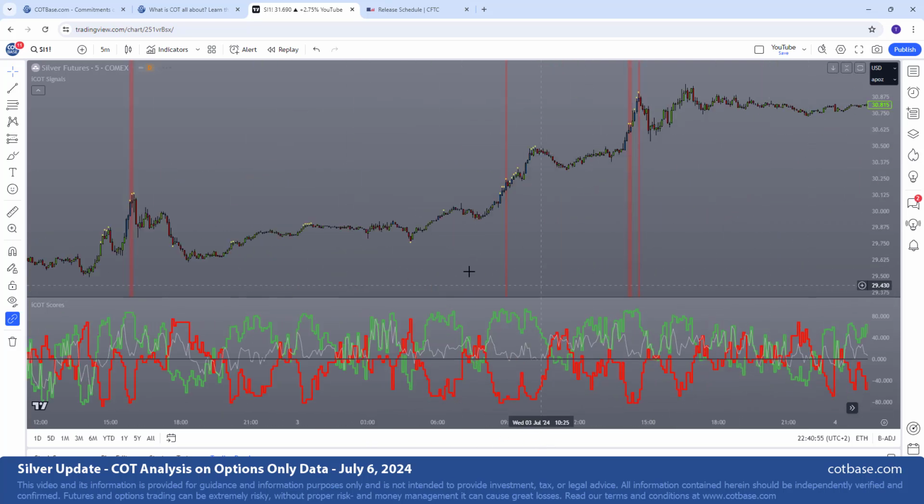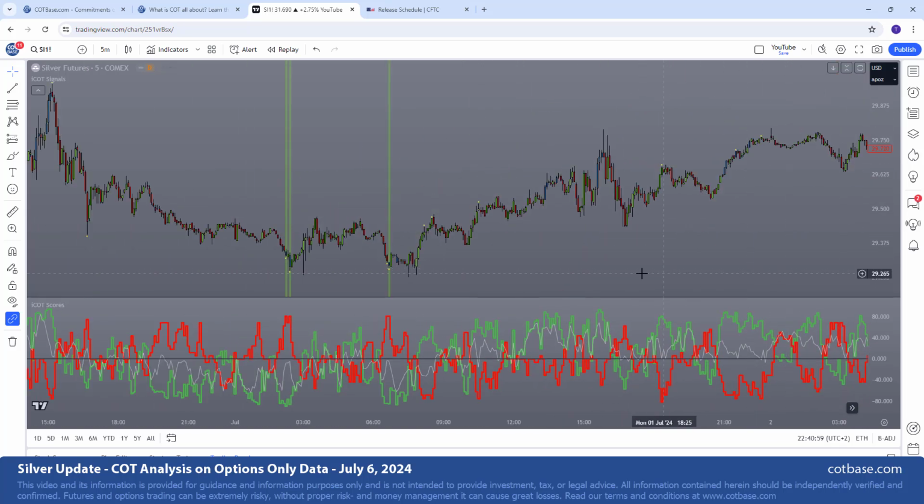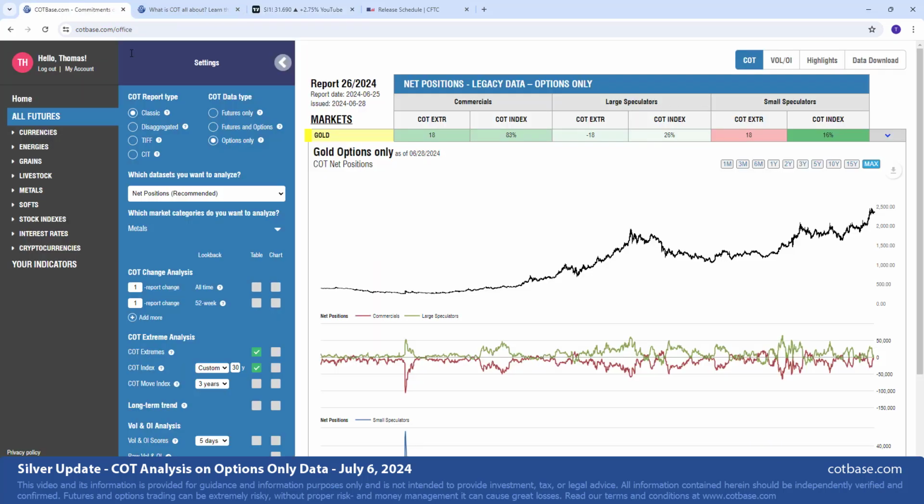So a lot of very, very useful tools here at COTBASE.com. We, of course, analyze the classic COT reports, not just the futures only data type, not just the futures and options data type, but options only as well.